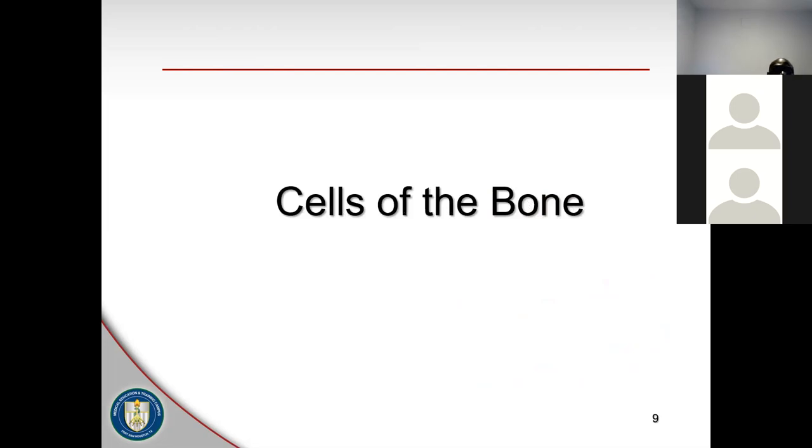All right, let's move on to cells of the bones. We're going to talk about the different cells that actually make up the bone. Keep in mind, because of our level, we don't go into details of the bone itself. We keep it very simple, but there are more parts of that bone than what we talk about.